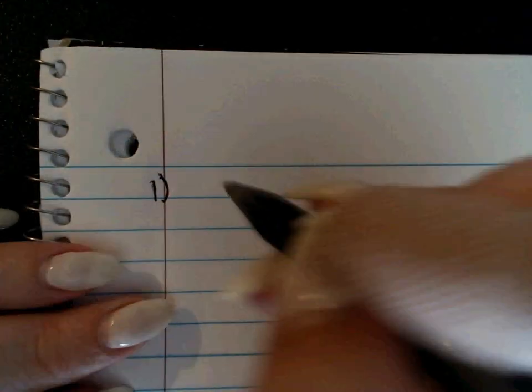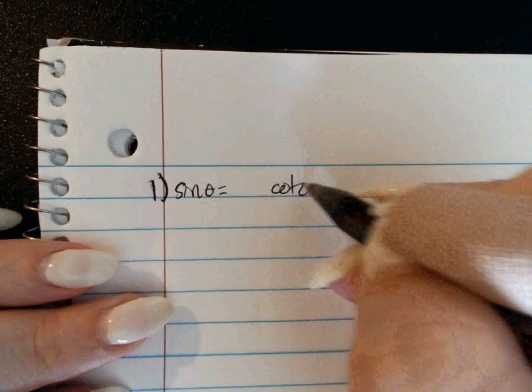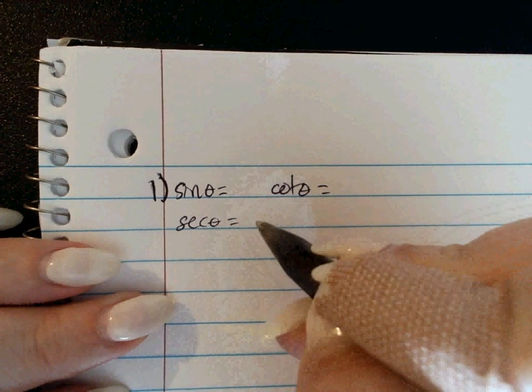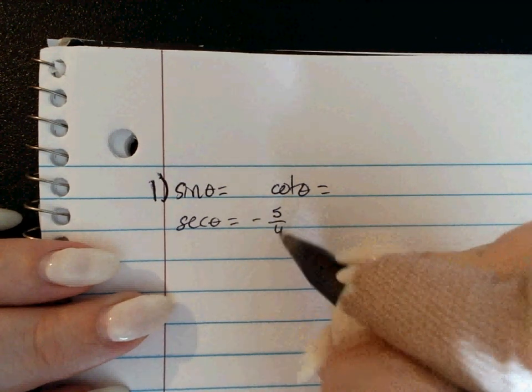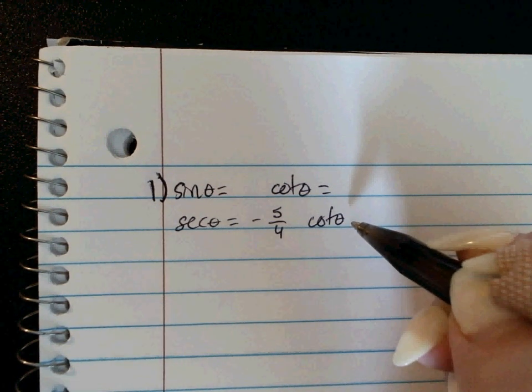Okay, so for number one, we're supposed to find sine and cotangent given secant and the sign of cotangent. So let me go ahead and write that down. Number one says find sine of theta and cotangent of theta if secant of theta equals negative 5/4 and cotangent of theta is greater than 0, which means it's positive.